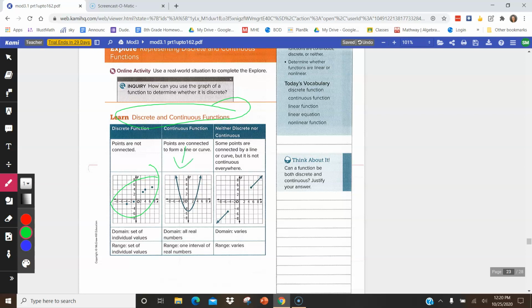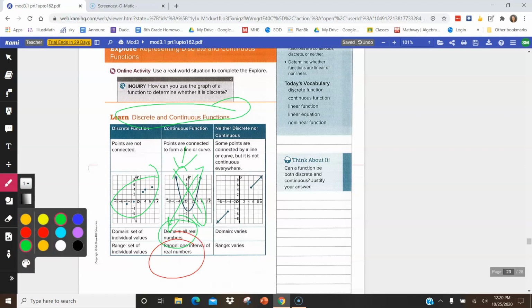In this case, here's a continuous flow. The points are connected to form a line or a curve. We've been graphing lines all the way along here. We'll be graphing curves next. And so when you're dealing with curves or lines, understand that the domains are all real numbers because you can put any number in. And our ranges are going to be also continuous. There'll be an interval of range numbers.